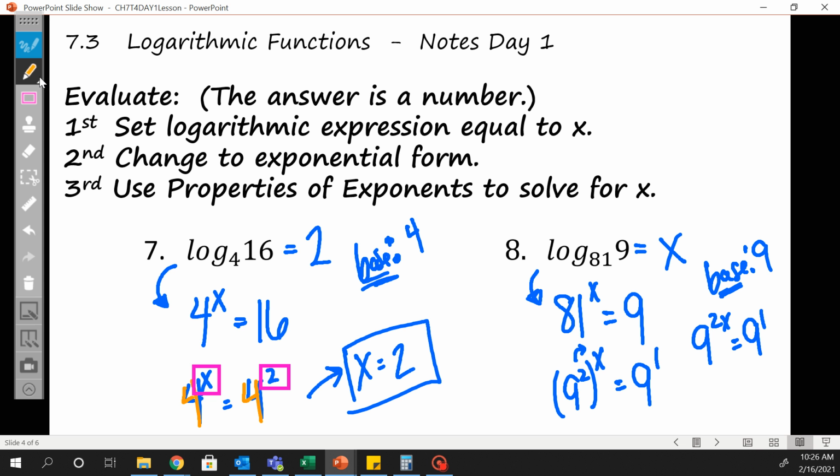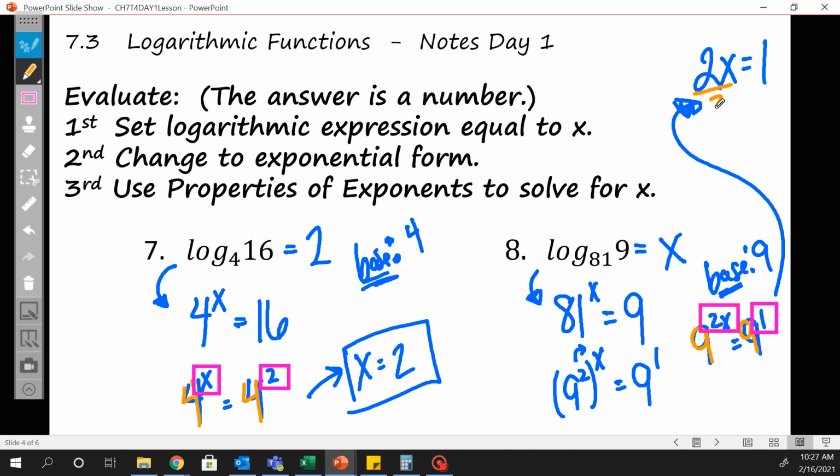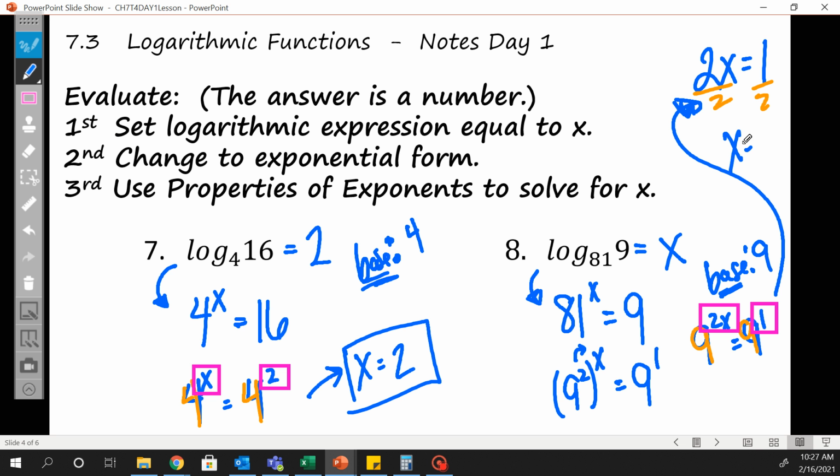Multiply these exponents, so I have 9 to the 2x equals 9 to the 1. Now the bases are the same. Base of 9, base of 9. I can set the exponents equal to each other, 2x and 1. Let me do that up here. I'm running out of room. So I'll set those exponents equal to each other. 2x is equal to 1. Divide by 2, and we get x is equal to 1 over 2, or 1/2.